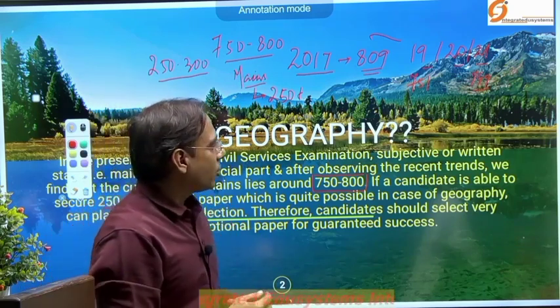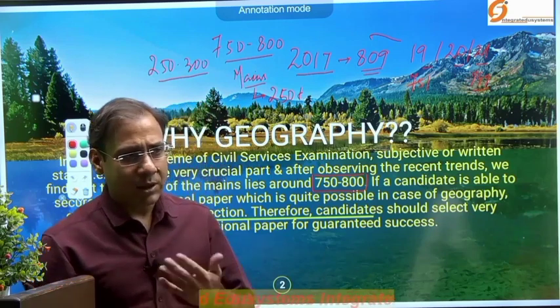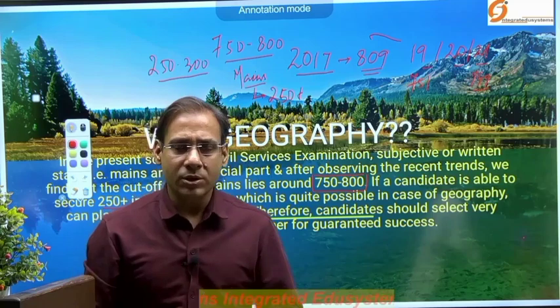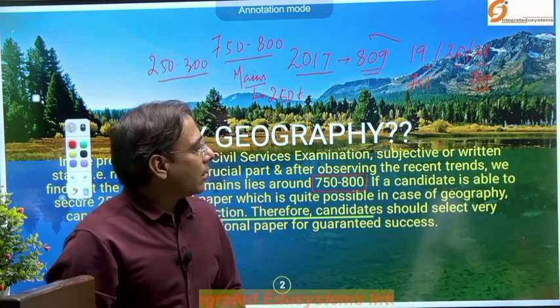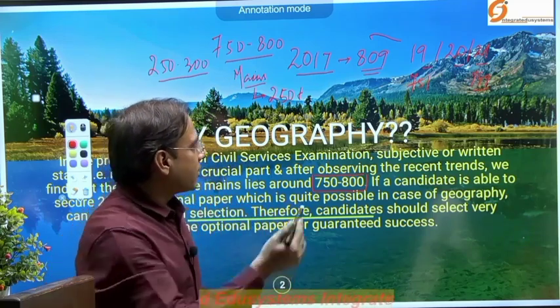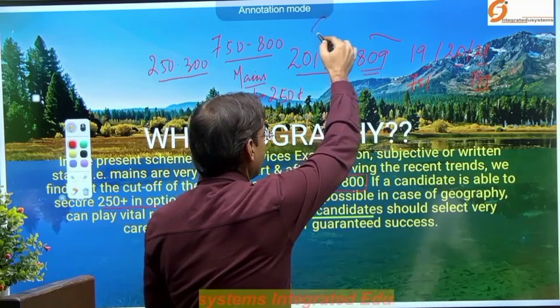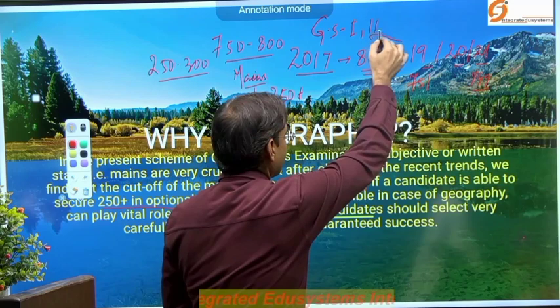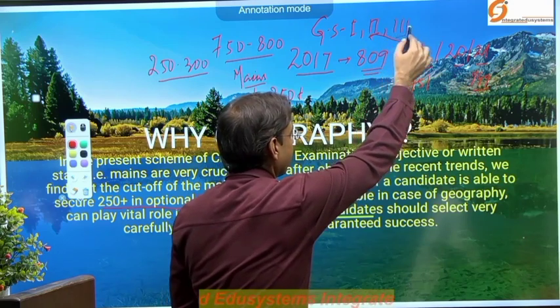Because when you look at the nature of the examinations, what we observe is that in the general studies papers, there are 4 papers in the mains, as you know.